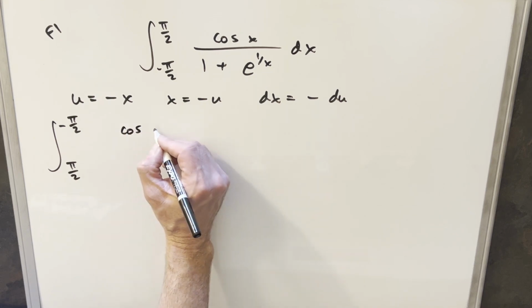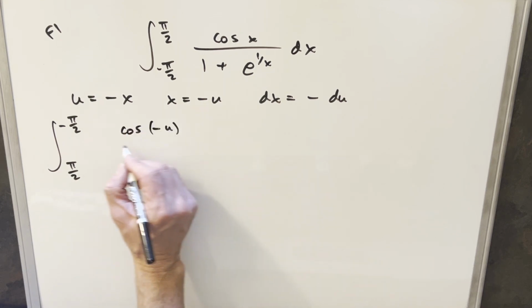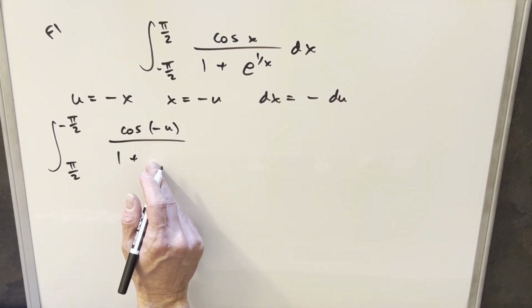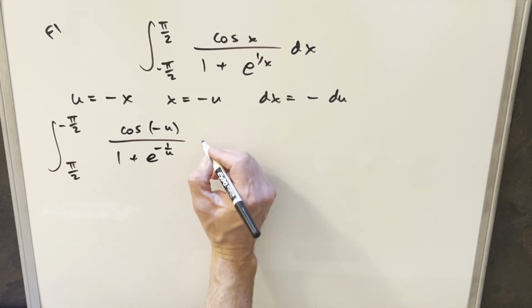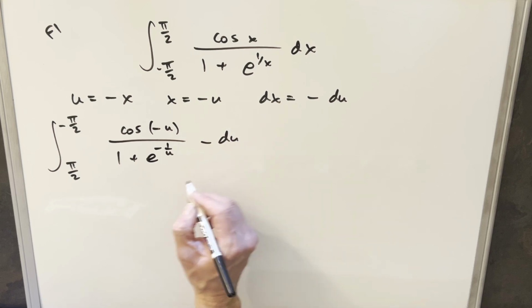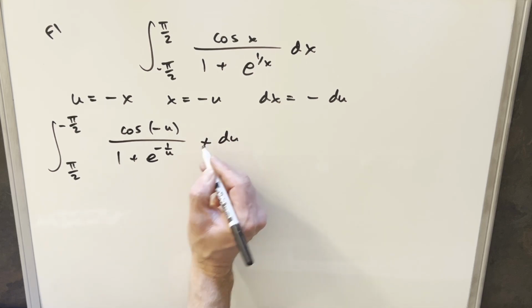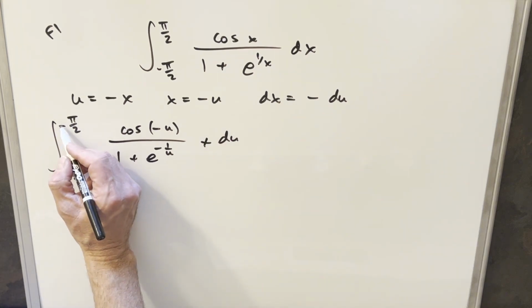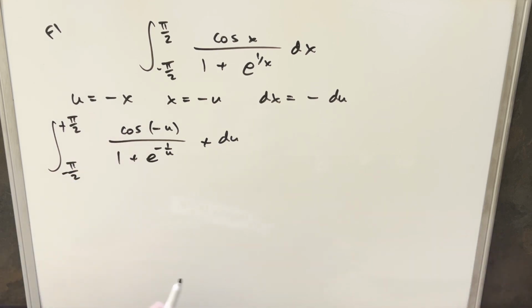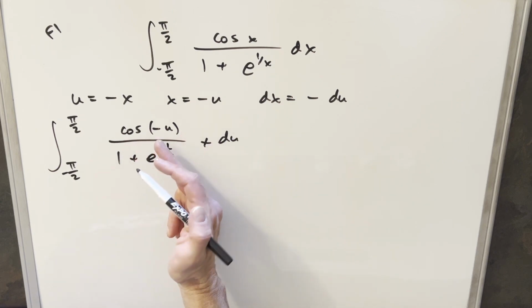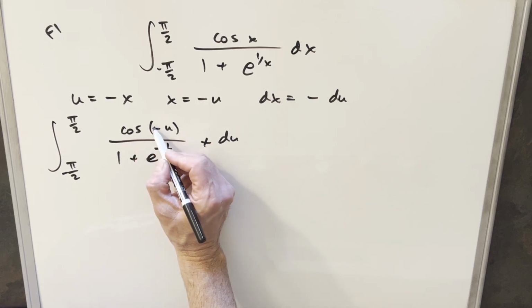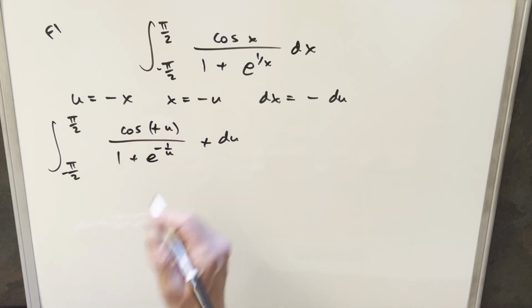We'll have cosine minus u in the numerator, and then we'll have e to the 1 over minus u, but I'll write it as e to the minus 1 over u. And then we'll have this minus du here. But I'll take this minus sign and use it to flip the bounds. So we'll take this out front here and I'll just swap these. And now our bounds are the same as they were in the original. But again, because cosine's an even function, we have a minus sign in here. I can just change that into a plus or make it go away.